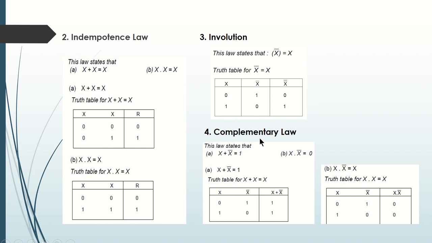The next one is the complementary law. So what is the complementary law? This law states that x plus x complement is equal to 1. When we discussed tautology and fallacy, this particular statement is an example of tautology. What do you mean by tautology? For any expression, if the result is always 1, then it is a tautology.